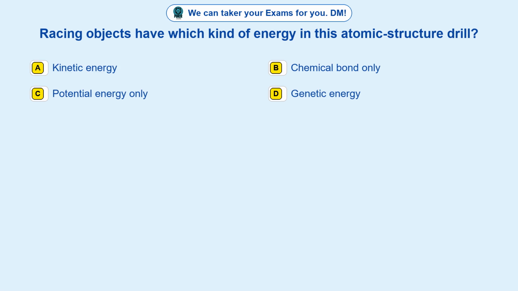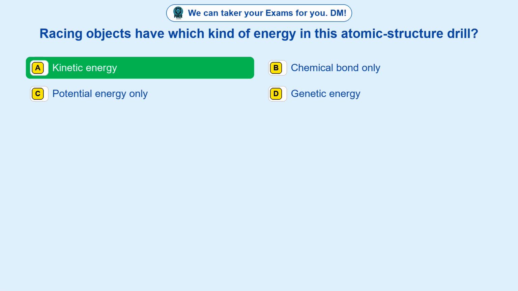Question 60. Racing objects have which kind of energy in this atomic structure drill? Option A, kinetic energy. Option B, chemical bond only. Option C, potential energy only. Option D, genetic energy. The correct answer is option A, kinetic energy.